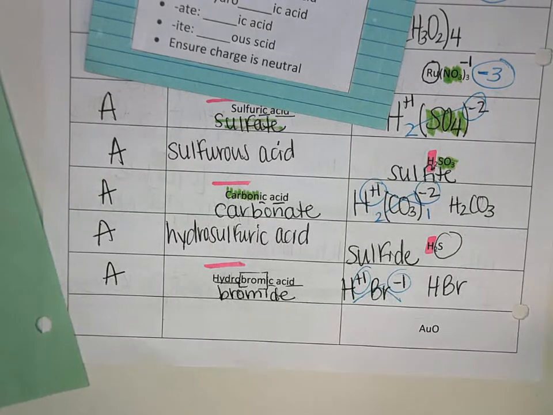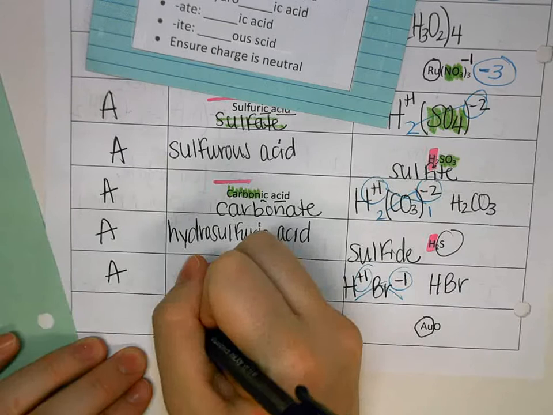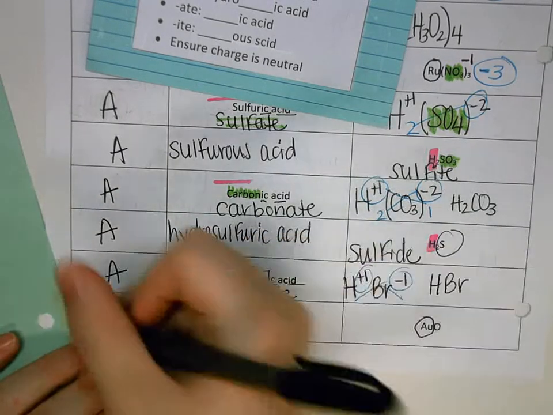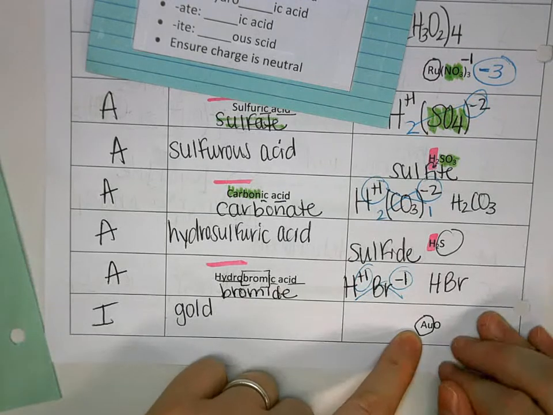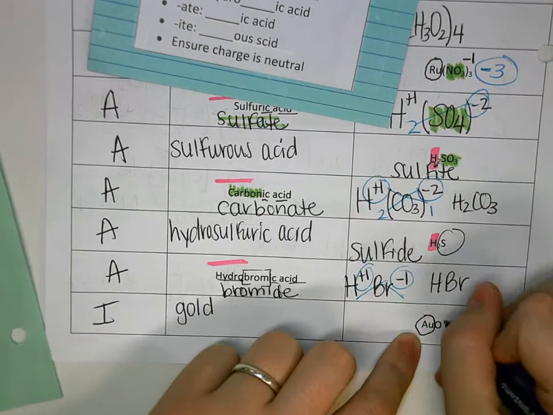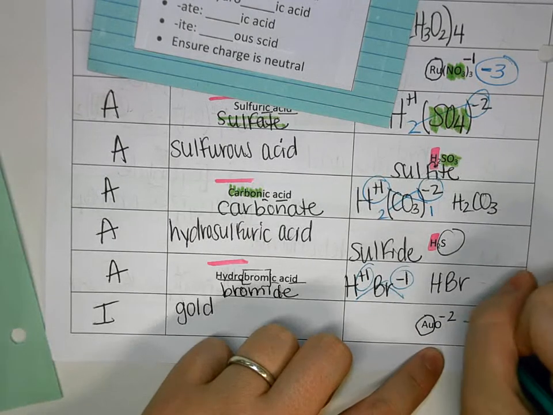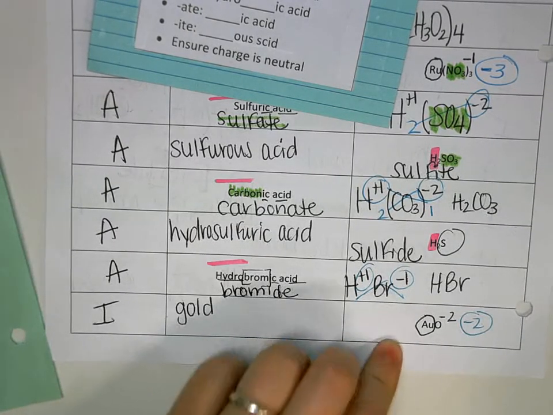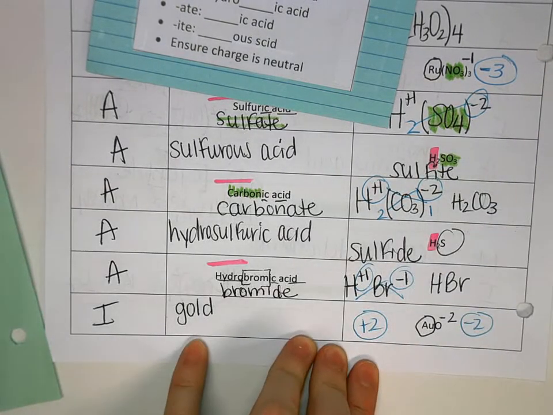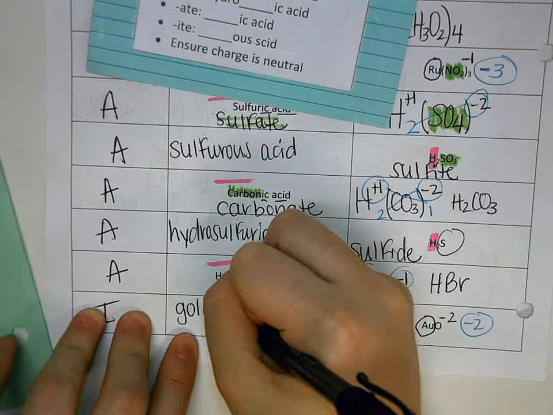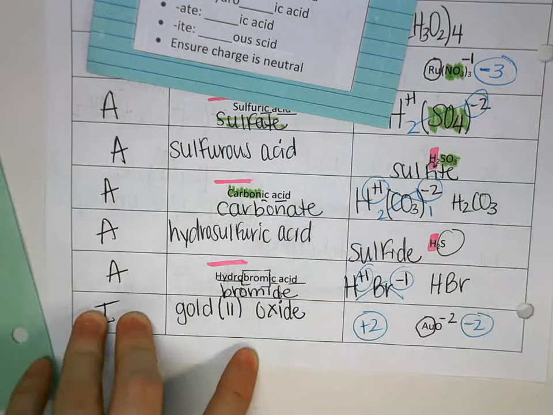Last one on the page, I've got gold, which is a transition metal, and oxygen. So because I have a metal and a non-metal, this is ionic. I don't know the charge on gold, so I have to figure it out. Oxygen has a charge of -2, and there's only one of them, so my total negative charge is -2. My total positive charge must be +2, and there's only one gold, so the charge on that gold is gold 2, oxygen becomes oxide.